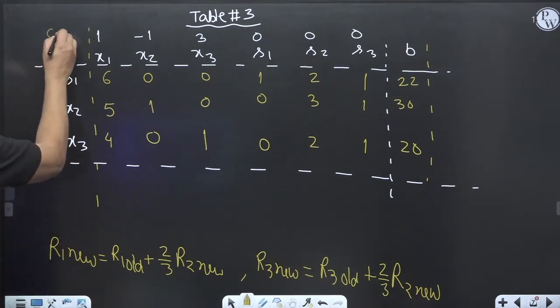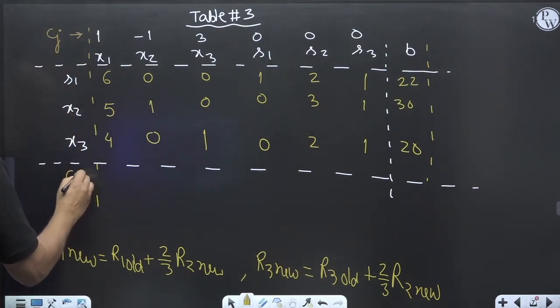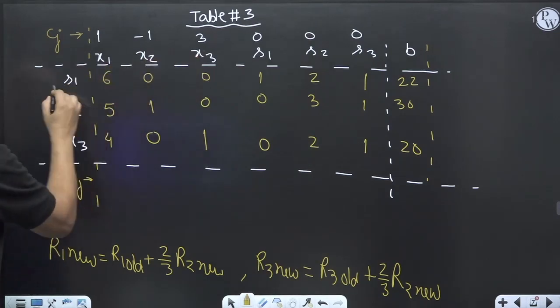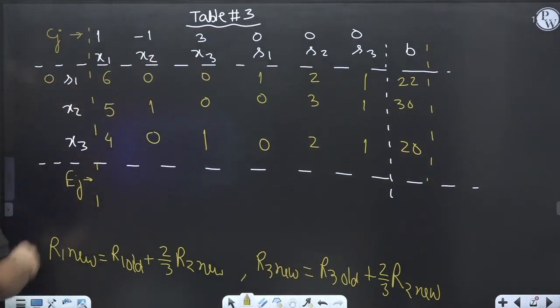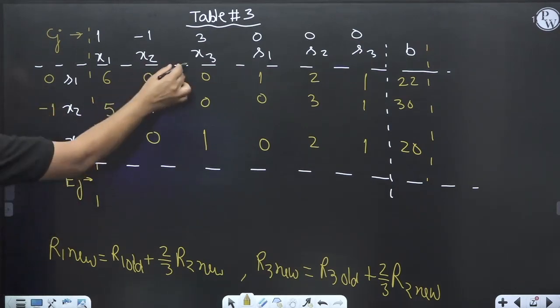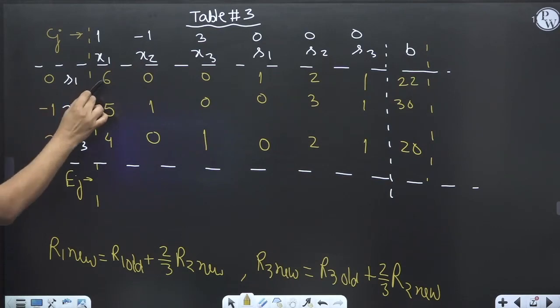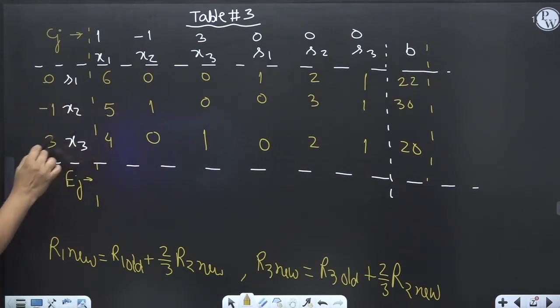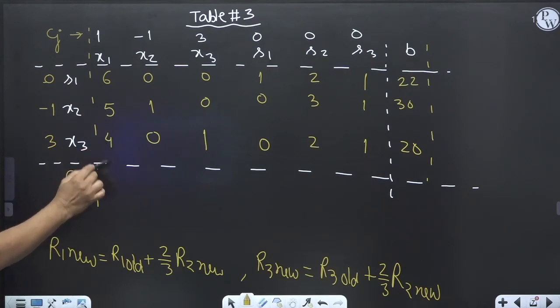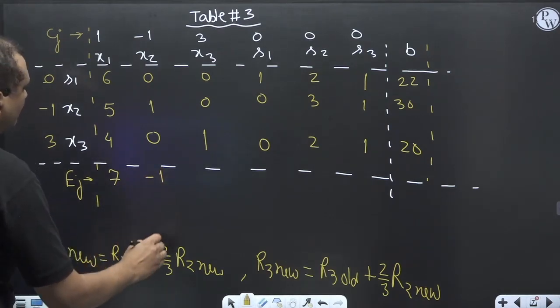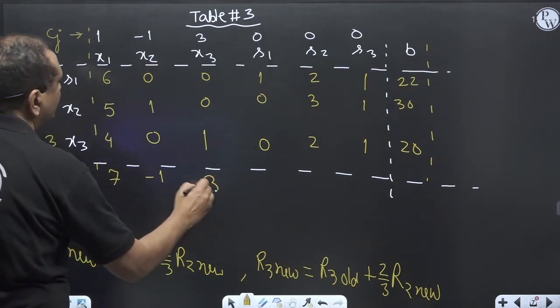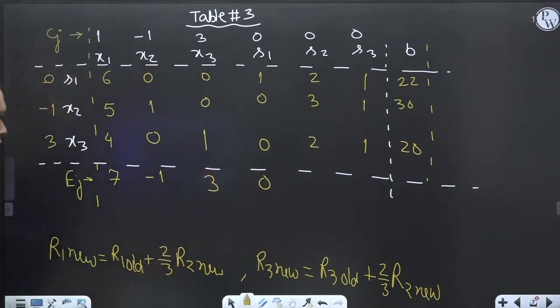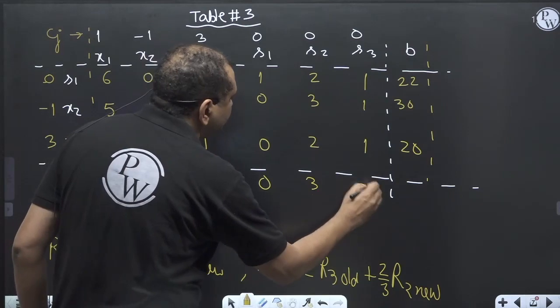So this is Cj, Zj. Coefficient of S1 is again 0. Coefficient of X2 is -1. Coefficient of X3 is 3. So 0 into 6 plus -1 into 5 plus this into this, write it here. 12 minus 5 is 7. Correct, na? -1, 3, 0, 3 and 2.